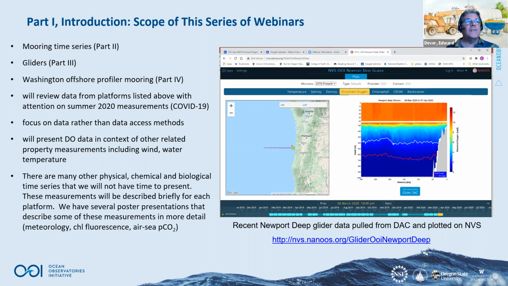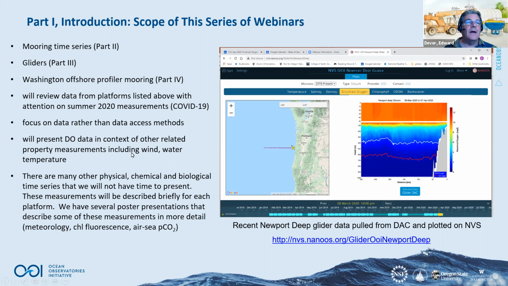As part of each one of these talks, they're going to review data from the platforms listed above, as well as focus on summer 2020 measurements, that is recent measurements that people may still be quite interested in understanding. And we're going to focus on data rather than data access methods here. So there will be some description of data access methods, but if you're having trouble accessing data, or if you'd like a tutorial on accessing the data that's important to you, let us know and we can schedule events either tomorrow, September 10th, or later on.